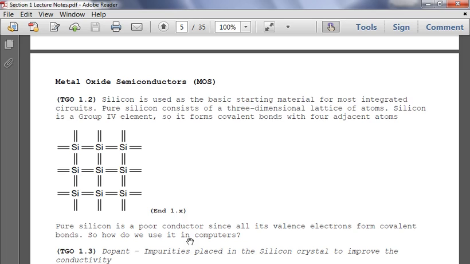So to read 1.2, it states silicon is used as the basic starting material for most integrated circuits. Pure silicon consists of a 3-dimensional lattice of atoms. Silicon is a group 4 element, so it forms covalent bonds with 4 adjacent atoms.